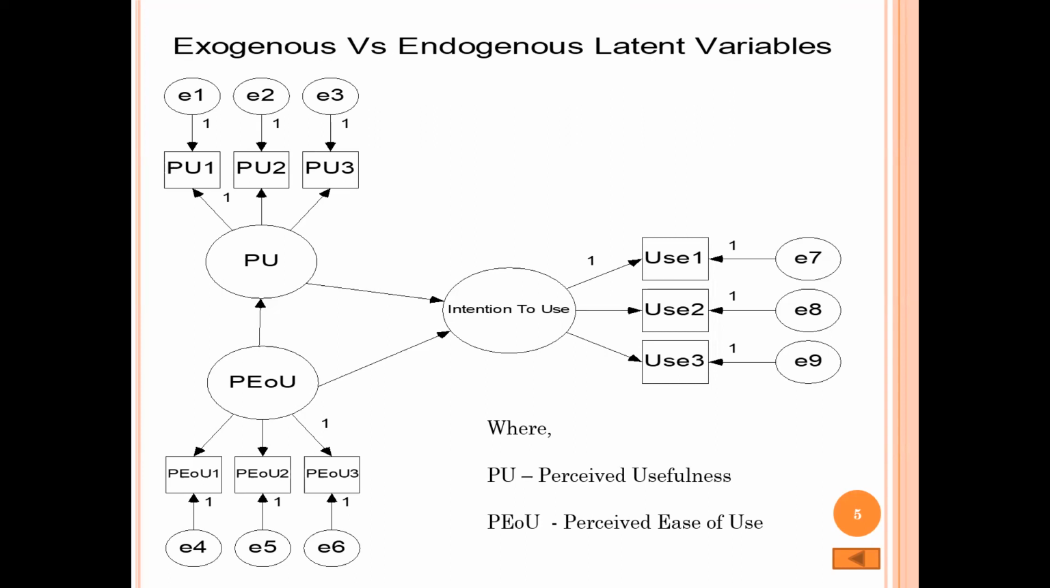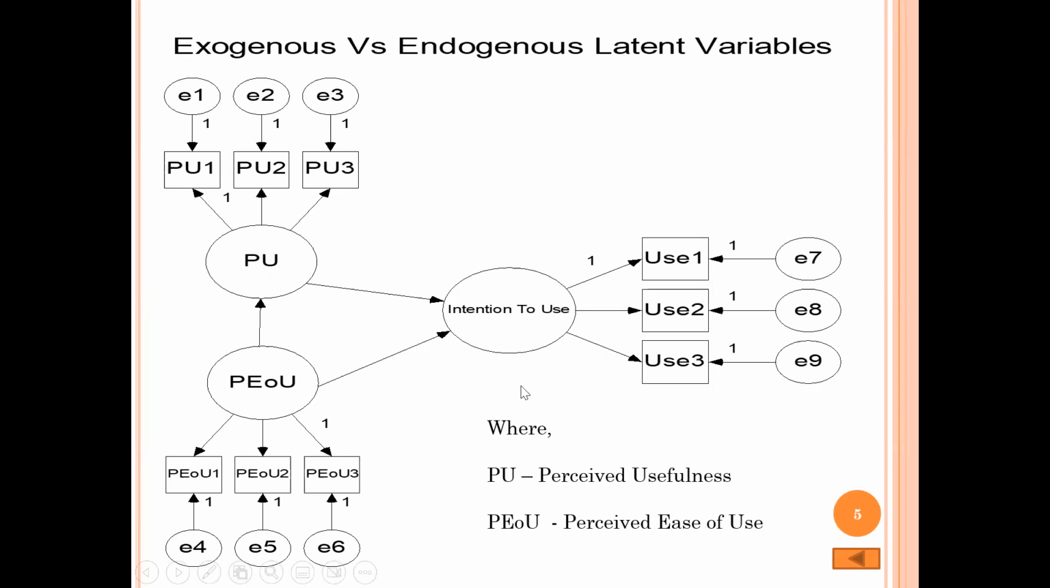So use 1, use 2, use 3 are the dependent variables, and therefore they are. No, don't go into that. We are talking of only the PU, PEOU, and intention to use, the latent variables. We are not talking of observed variables, which are use 1, use 2, use 3, or PU1, PU2, PU3. These are basically the items in your questionnaire, which are used to measure the factors. We are talking of the construct level: PU, PEOU, and intention.